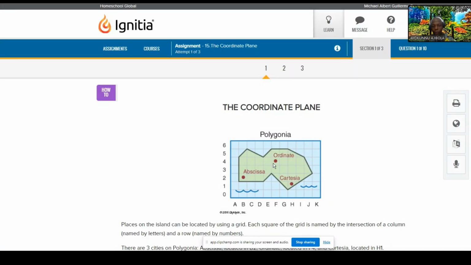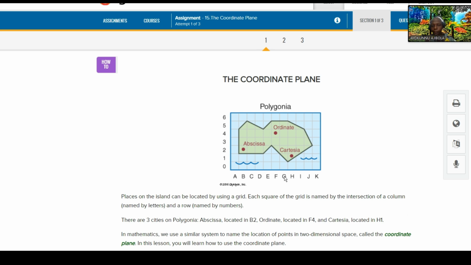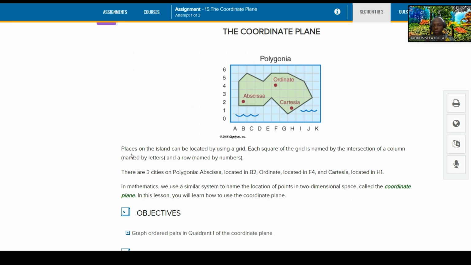So right now the topic we have before us is the coordinate plane. Abscissa, ordinate, Cartesian. Now, we have coordinates, we have planes. We have the x axis, which is horizontal. We have the y axis, which is vertical. Places on the island can be located using a grid. Each square of the grid is named by the intersection of a column named by letters and a row named by numbers, according to this diagram.